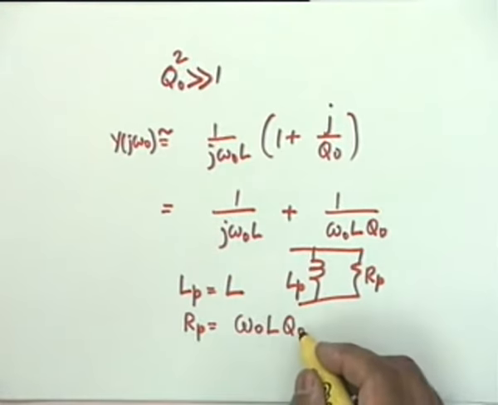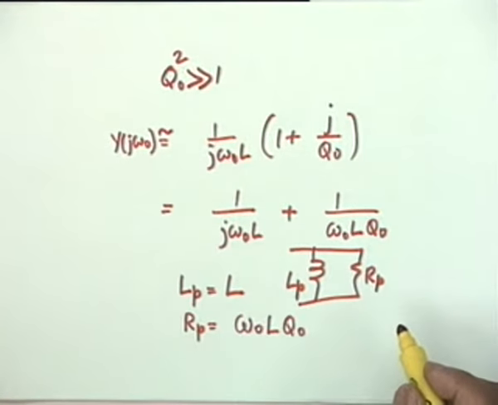You can see now that Q naught is RP by omega naught L. So it is proportional to the resistance, because we have expressed it in the form of a parallel combination. Yes. So if we want R as large as possible, then why do we need to put an external resistance R at all? Just a minute.